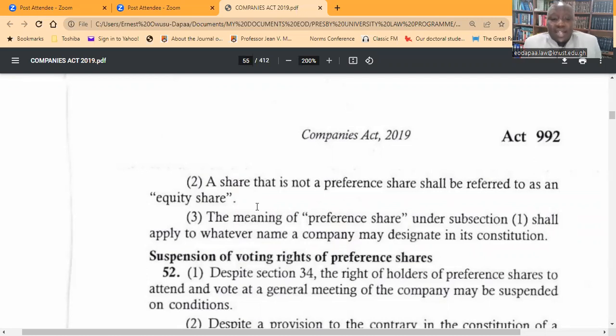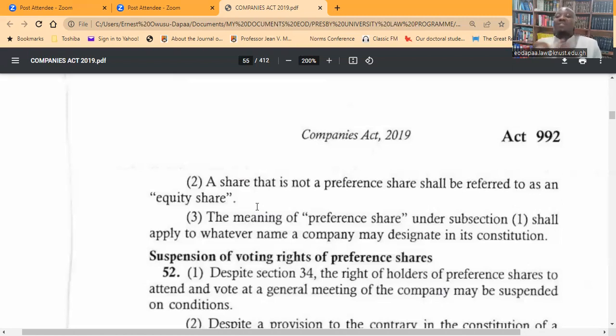And 51.3, that the meaning of preference share under subsection 1 shall apply to whatever name a company may designate in its constitution. And it is very important. So preference share does not need to have the label preference share in the constitution before we can say that the company has preference share as part of its shares that it is going to issue. What is important is the substance, right? And at this stage of your legal studies, thanks to your discussion of equity, equity looks at the substance and not the form, isn't it?